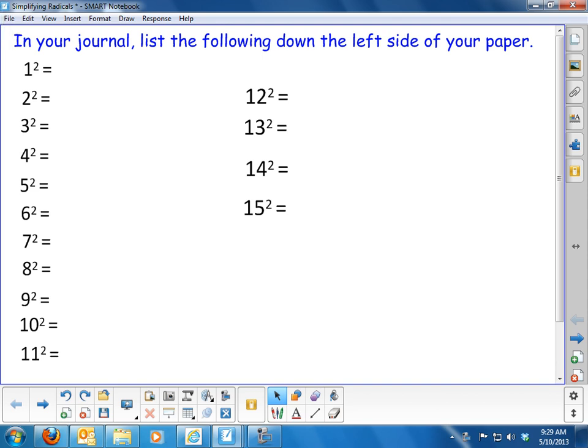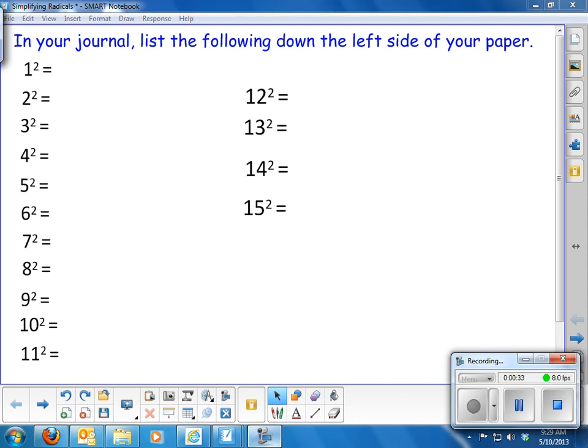So what I need you to do in your journal, the first part, is I want you to write down this list, 1 squared all the way to 15 squared, going down your journal. 1 squared equals what? 2 squared equals what? So I'd have 1 squared equals 1, 2 squared is 4, 3 squared is 9, 4 squared is 16. I want you to continue that list all the way down to 15 squared. Okay, so press pause, go ahead and do that, and then press play when you're ready.